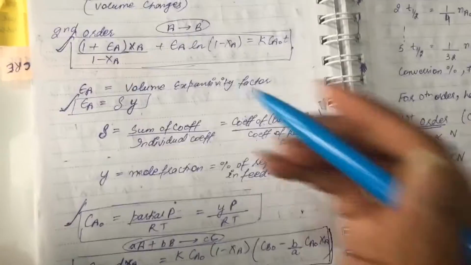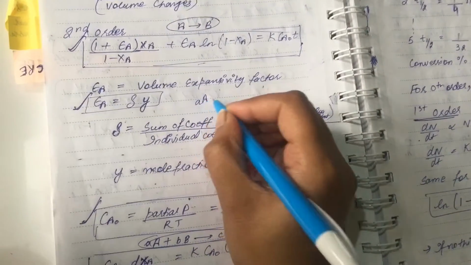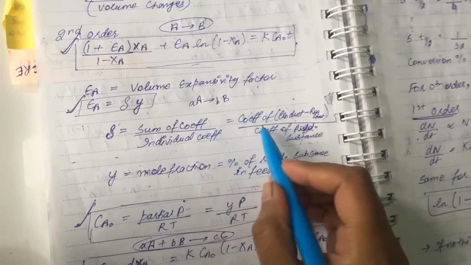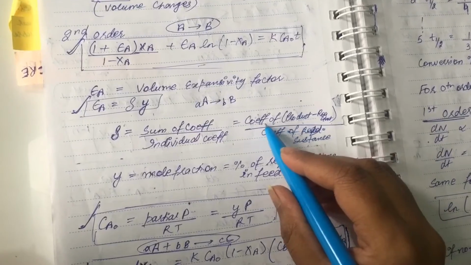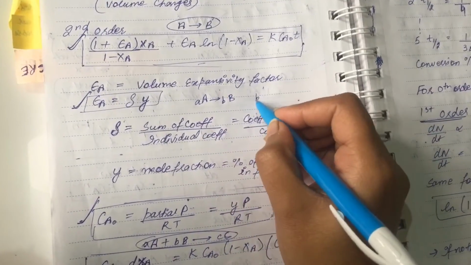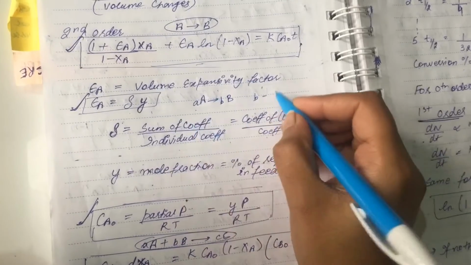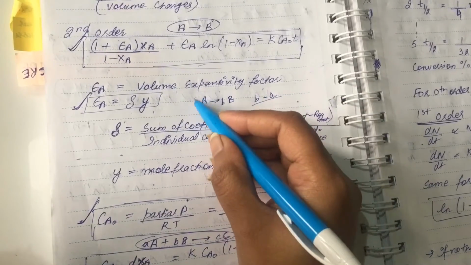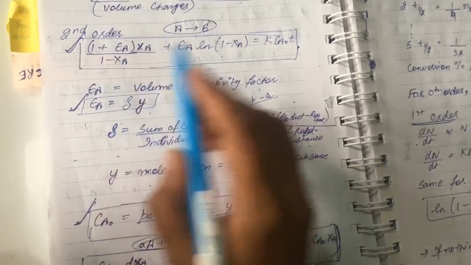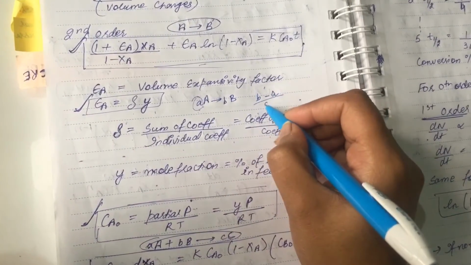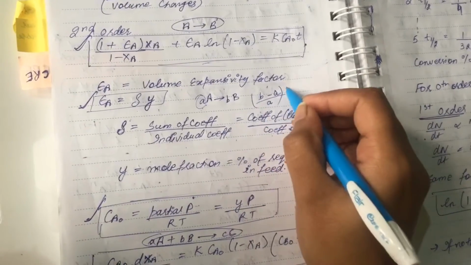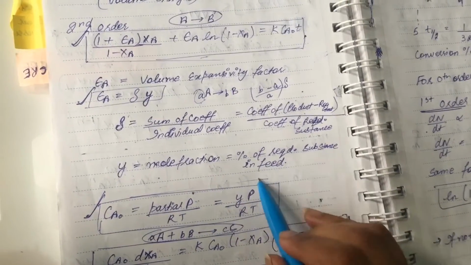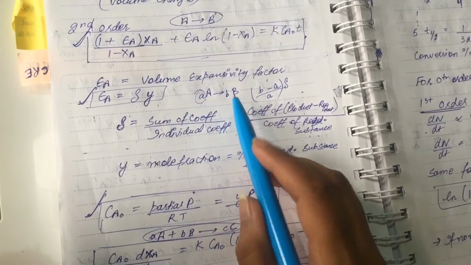which is equal to the coefficient of product minus reactant upon the coefficient of the required substance. For example, if we are given a reaction like this, to calculate rho, we take the coefficient of product P minus the coefficient of reactant A upon the coefficient of the required substance. If you have to calculate for A, like how much A is converting, then we divide by A. This gives our rho. And y is our mole fraction, that is the percentage of the required substance in feed, like how much A is in our feed.